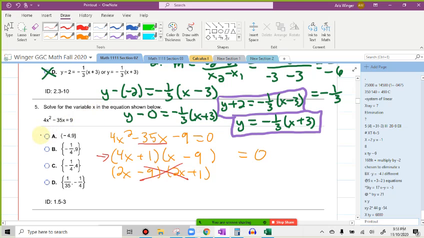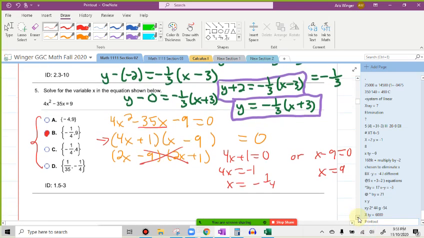Again, we can take advantage of the fact that this is multiple choice by just looking at the answer choices and seeing that the answer has to be one with a 9 in it, and then the other one can't be negative 4. But let's go ahead and finish this. This means that 4x plus 1 is equal to 0, or x minus 9 is equal to 0, in which case x is 9, or 4x is equal to negative 1, or x is negative 1/4, in which case the answer is B. Again, you can just plug in those as well or do the factoring.